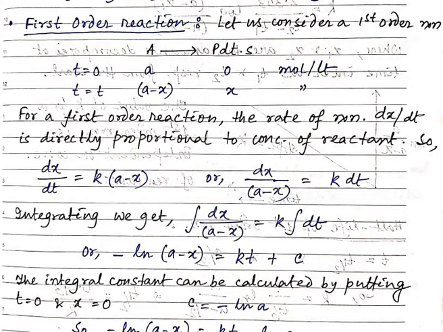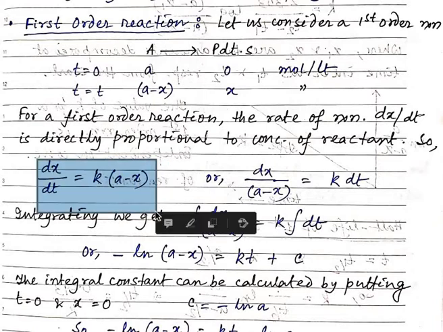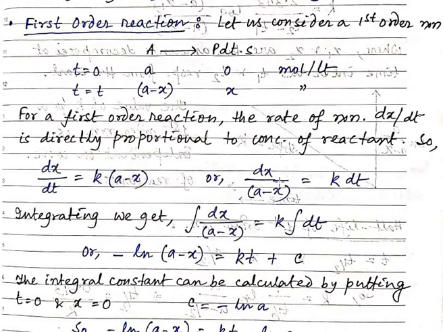For a first order reaction, the rate of the reaction, that is dx/dt, is directly proportional to the concentration of the reactant. Obviously, the rate expression for the zero order reaction was dx/dt is equal to k into (a minus x) whole to the power 0. But here it is first order, so we will write dx/dt is equal to k into (a minus x), where the power 0 is replaced by 1. Writing 1 or not is the same thing, that is why I wrote it this way. So we can write dx by (a minus x) is equal to k dt. Now integrate this.